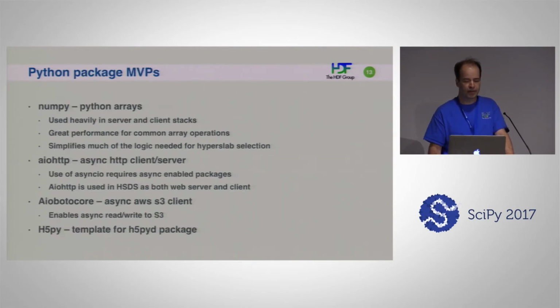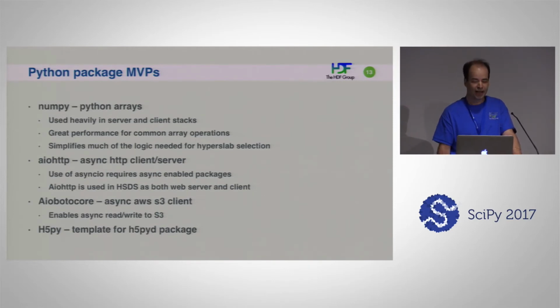Async I/O depends on having packages that support async I/O. In our case, aiohttp is an async HTTP client and server, and aiobotocore is an async package for talking to S3. That's oftentimes the biggest challenge of using async I/O: you depend on packages that support async I/O in turn.